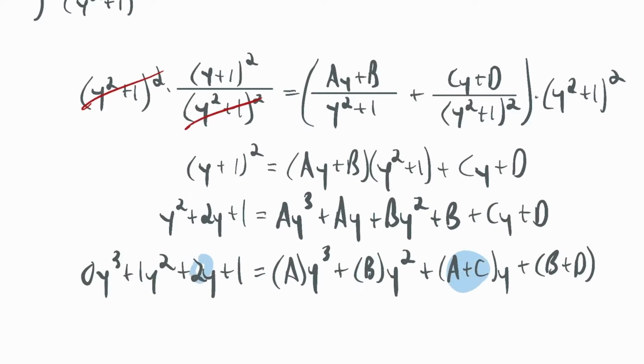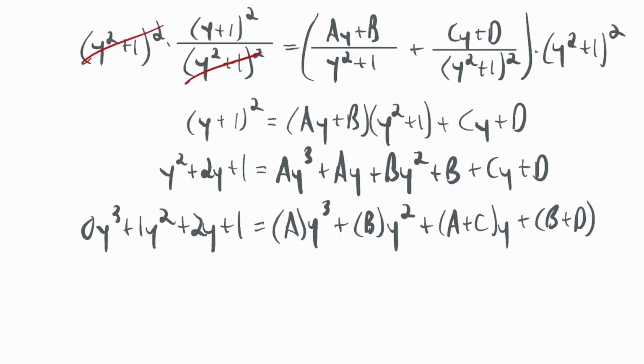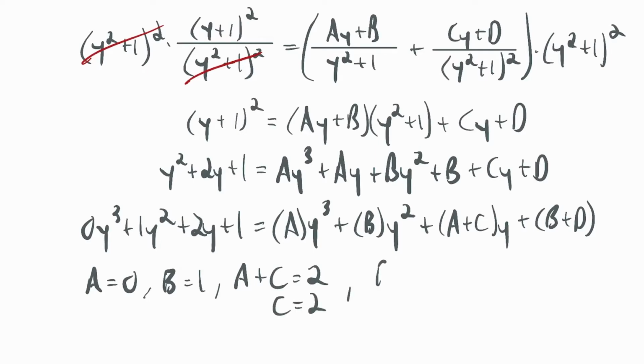A plus C is 2. Remember, A is 0, so that just means C is 2. And then B plus D is 1, and B was 1, so that means D is 0. So it works out relatively easily. I get A equals 0, B equals 1, A plus C equals 2, but A is 0, so C equals 2. And then B plus D equals 1, but B is equal to 1, so 1 plus D equals 1, so D equals 0. So that worked out kind of conveniently.